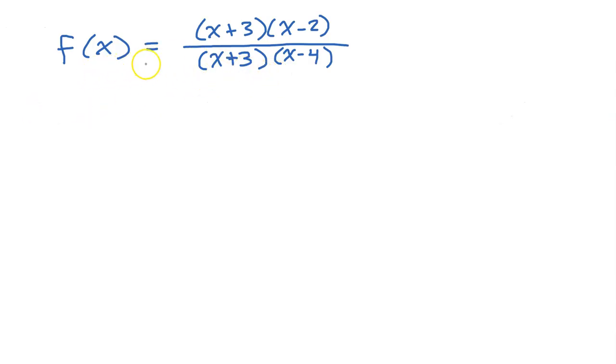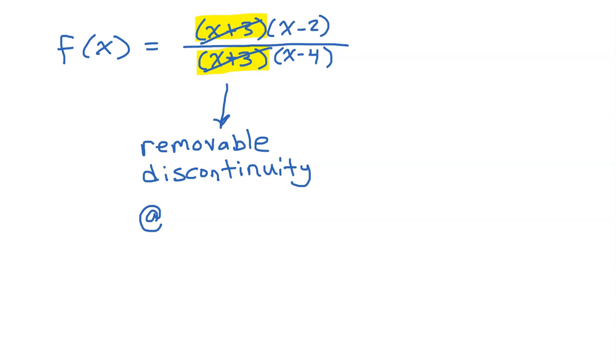Let's say we had the function f of x equal to (x + 3)(x - 2) over (x + 3)(x - 4). Notice that we have a common factor in the numerator and denominator. When you have a common factor like this, which could cancel out, this is where you will get a removable discontinuity. In this case, the removable discontinuity is at x equals -3, because that's what you get if you set x plus 3 equal to 0.